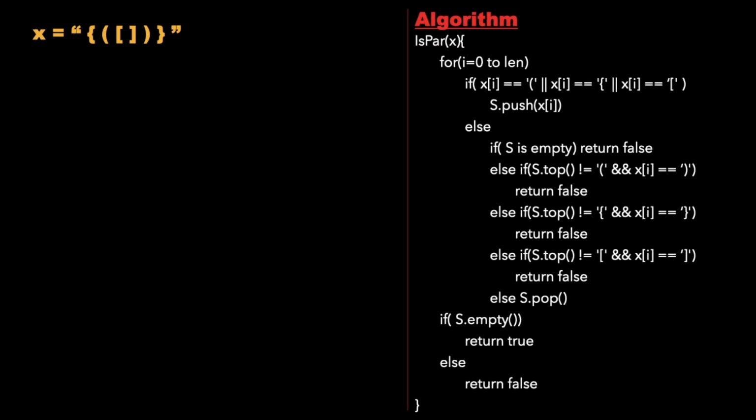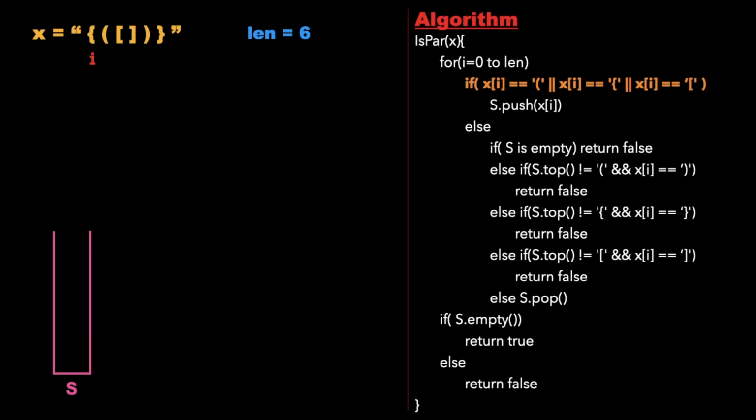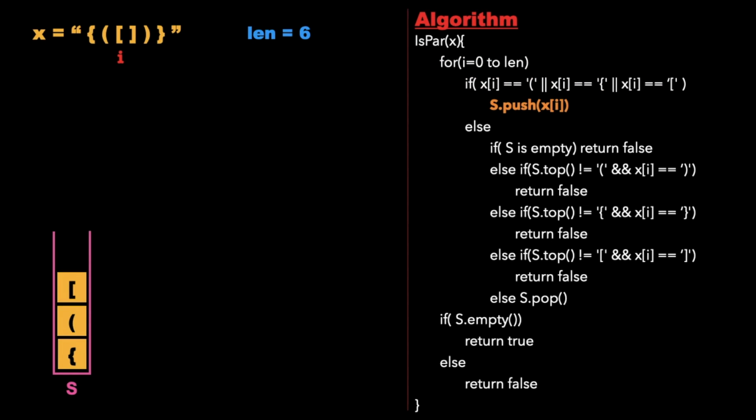The right side of the screen shows the algorithm, where we have a function called isPair, whose argument is the string x. The length of the string is 6, and we have a stack s. Initially we traverse the string, accessing the characters from first to last, that is from i equal to 0 to length. At each step, we check whether that element is any type of opening bracket. First we encounter an opening curly bracket, so we push it into the stack and increment i. Next we encounter an opening round bracket, so again we push it to the stack. And then we have an opening square bracket, so we push it to the stack.